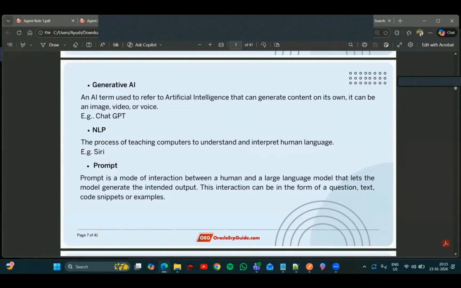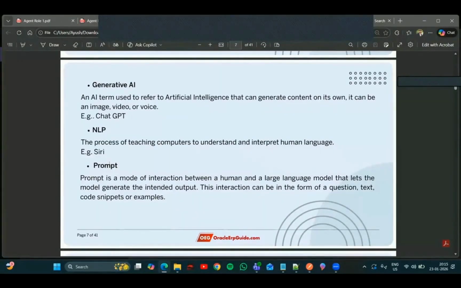And next comes prompt. Now, prompt is what we use to communicate to an AI agent, let it be a generative AI, let it be an LLM. So we want to write a code. We want to write a Python code to find the sys date, find the current date. So we ask ChatGPT, hey ChatGPT, write me a Python code to get the current date. So that text is called prompt.